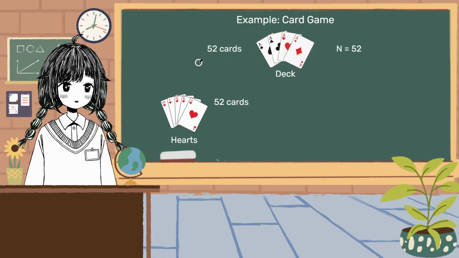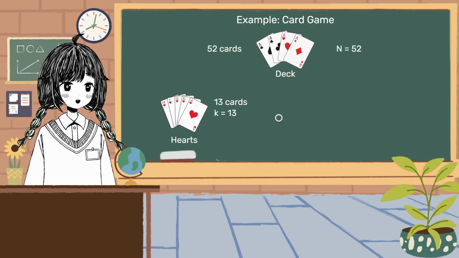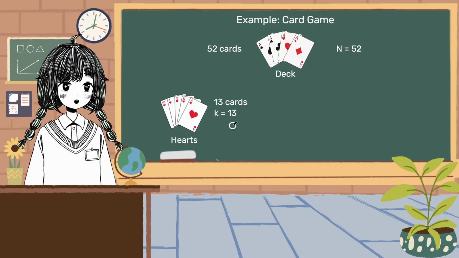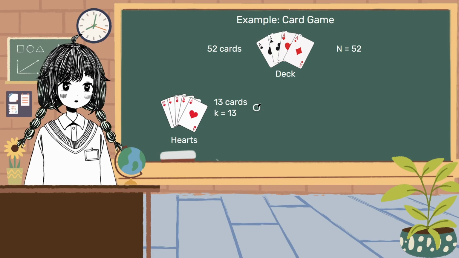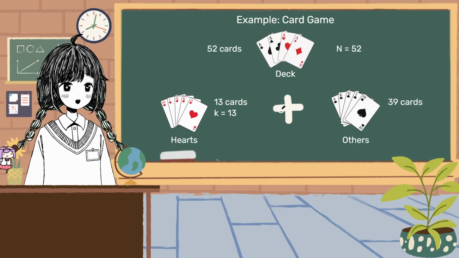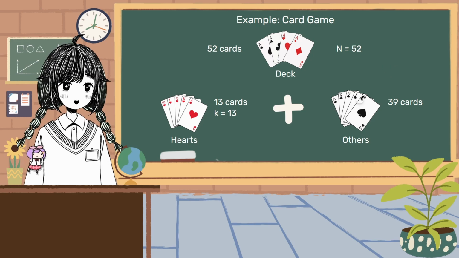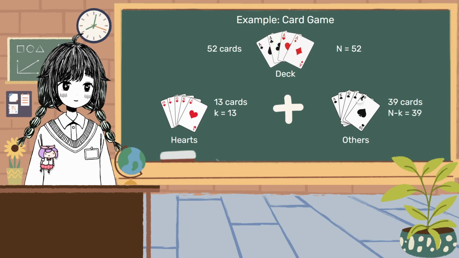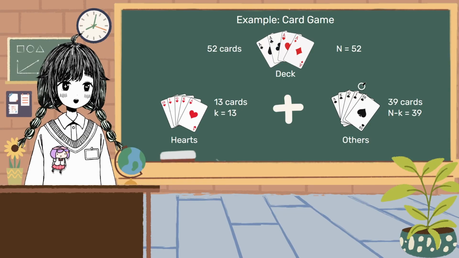From here, we know there are 13 hearts, so that makes K equals 13. Again, according to property 2 of hypergeometric, we know exactly the successes, the things we want to observe here, which is the hearts. While the others, which is non-hearts cards, is 39, aka failures. So N minus K equals 39.